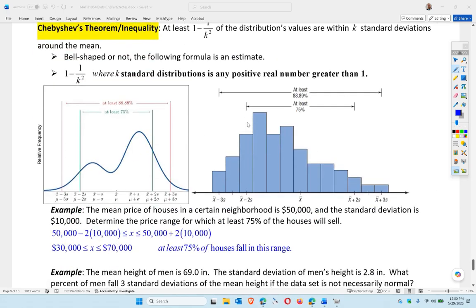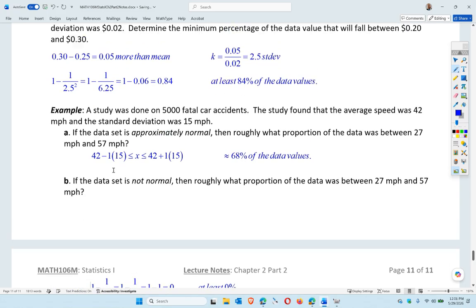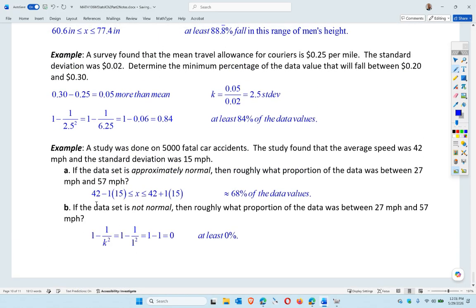Okay. Well, if it's not normal, what about the same thing here? Well, there's the problem. We're still saying 1 deviation, aren't we? So if I put in 1 deviation here for Chebyshev, 1 minus 1 over 1 squared equals 1 minus 1, which is 0, so at least 0%.